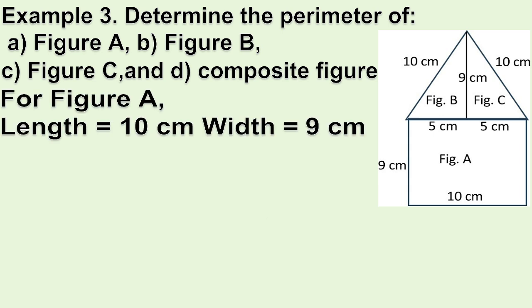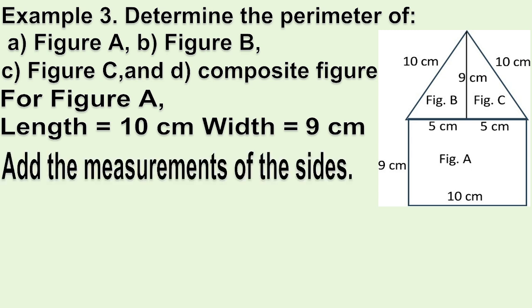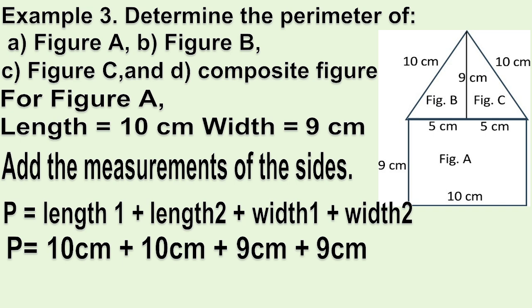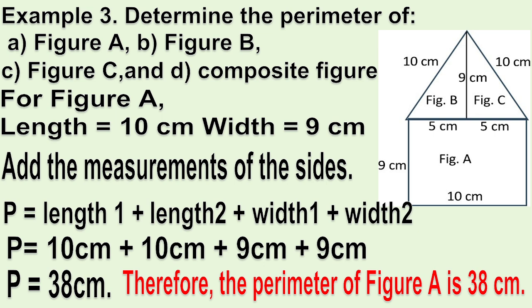For figure A, length equals 10 centimeters and width equals 9 centimeters. So add the measurements of the sides. So perimeter equals length 1 plus length 2 plus width 1 plus width 2. So 10 plus 10 plus 9 plus 9. So the answer is 38. Therefore, the perimeter of figure A is 38 centimeters.